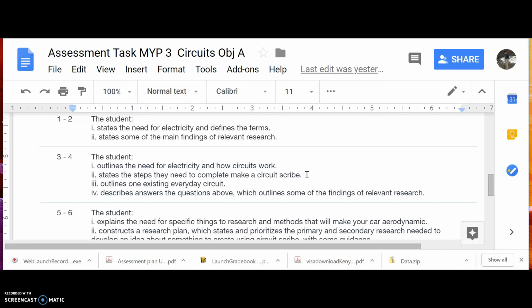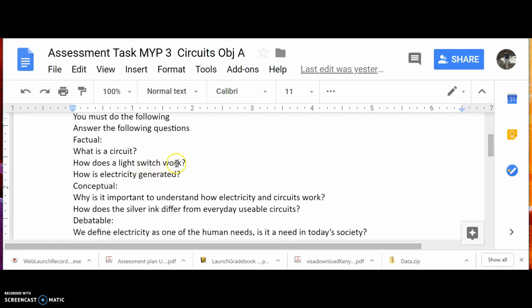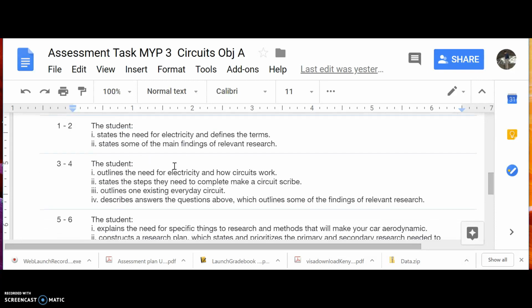Outlines one existing everyday circuit. So that means through the questions, let's say, for example, you do the light switch, and you talk about the light switch with the everyday usable circuits and how electricity works in a light switch. That means you only ever talked about one thing. Okay, so that's only outlining one existing everyday circuit.